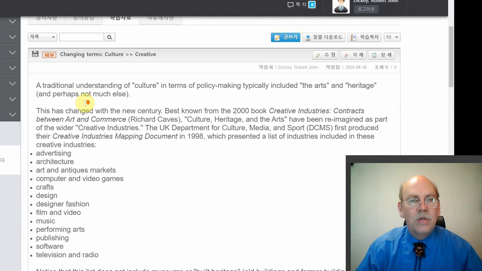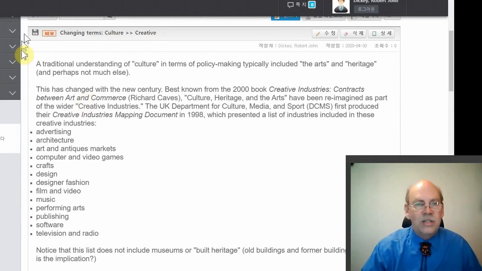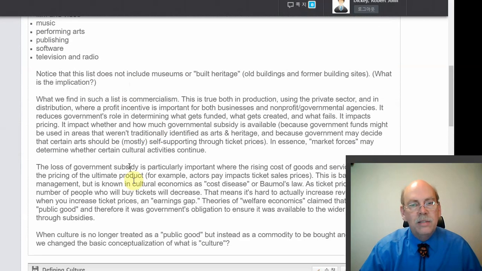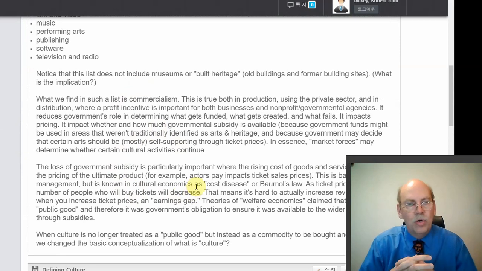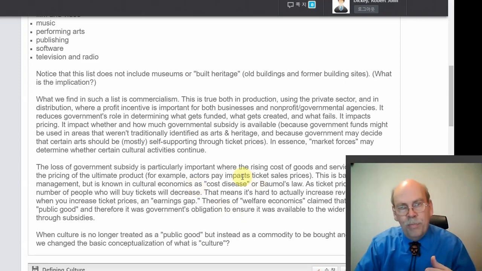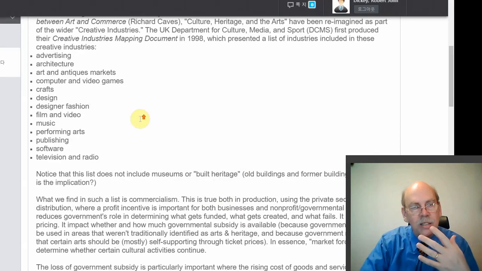And at the very top, as of the time I record this, it talks about changing from culture to creative. This reading is our key point in our next class, our face-to-face class. I want you to look at this before next class. Please read it. Try to read it. You are welcome to use Google Translate or Papago or whatever to help you in your reading. And there will be more to follow. But for our first class, face-to-face, we have a relatively short reading.